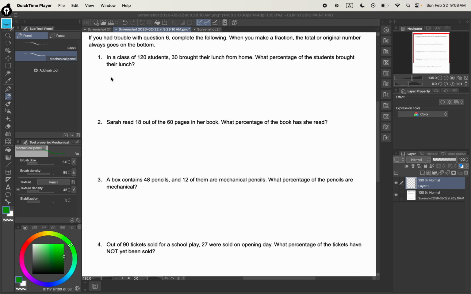If I ask for what fraction of students brought their lunch, the fraction is always going to be your total at the bottom over the actual number of whatever they asked. Here, the total is 120 students. How many people brought their lunch? 30 people brought their lunch. There's your fraction. After we do this, we know we can turn a fraction into a percentage.